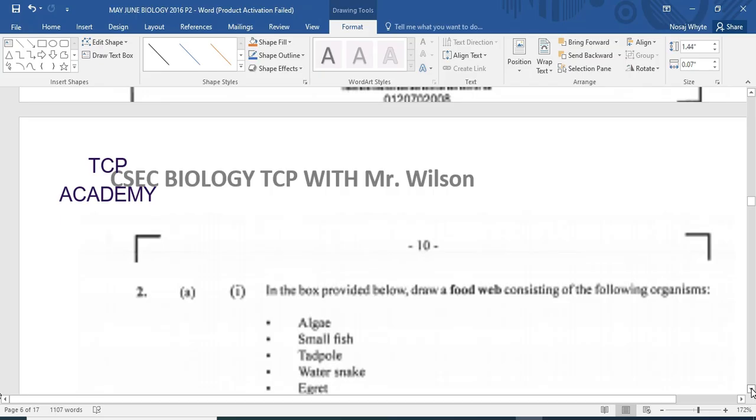It has many sections, and in the box provided below we're supposed to draw a food web consisting of the following organisms. So we know the algae here, and the small fish, and the tadpole, and the water snake, and the egret. Now in doing this, there are some things that we want to do. We want to start identifying here the trophic level.